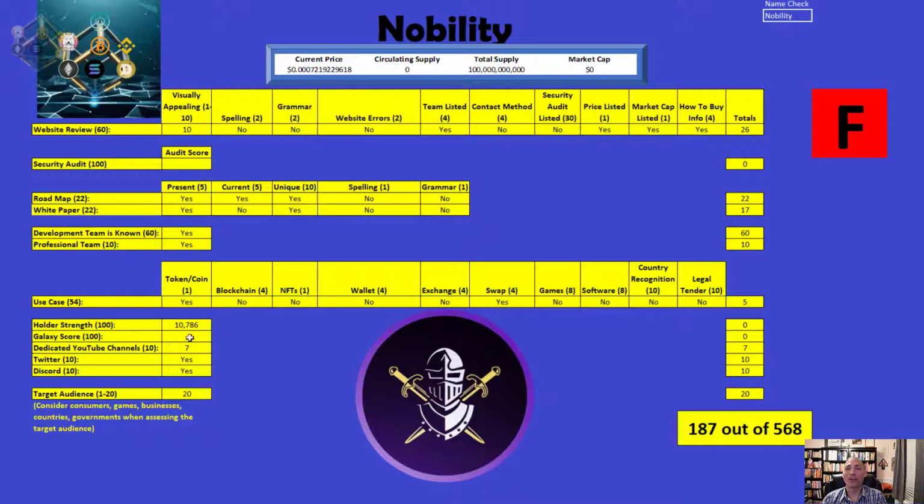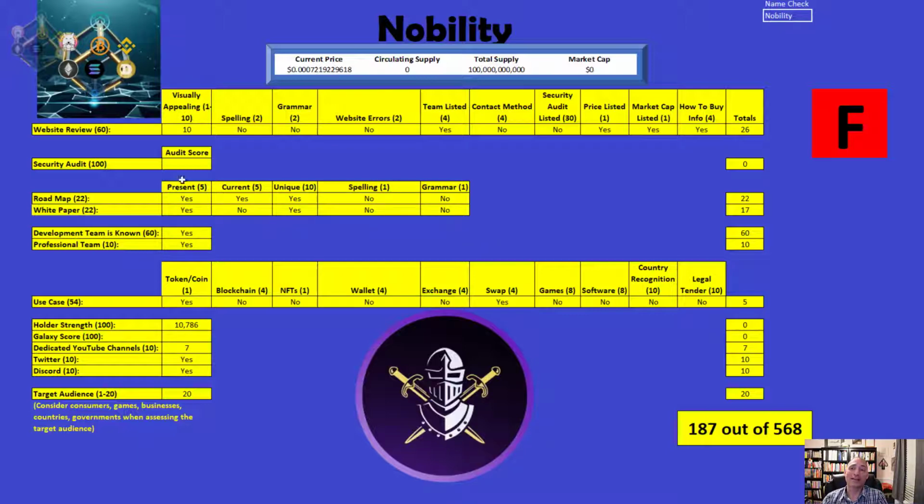But what you're going to see down here is they don't have a Galaxy Score. And what does the Galaxy Score tell us? It's basically the social presence, how much activity there is. They don't have that right now. They're not on LunarCrush to pull a score. Nobility token, it looks like maybe the Twitter space is on there, but the actual token itself isn't. That is why that's a 0.